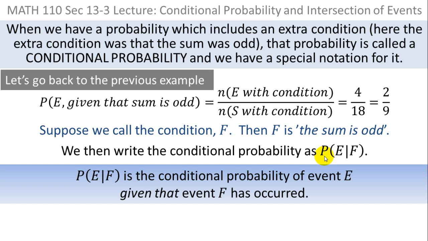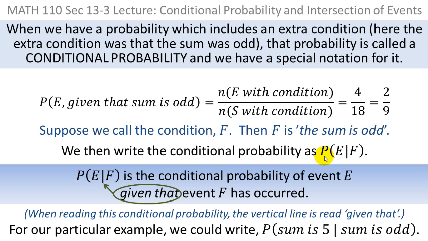It's read as the probability of event E given event F, or if you want to say this in more words, it's the probability the event E occurred given that the event F occurred. It's the probability of E given F. When you read that conditional probability, that vertical line is always read as the phrase "given that."